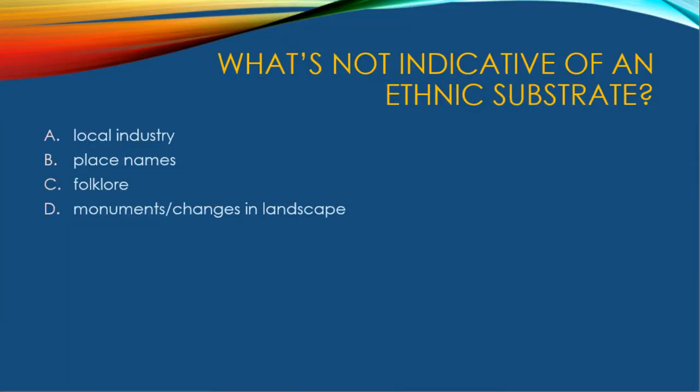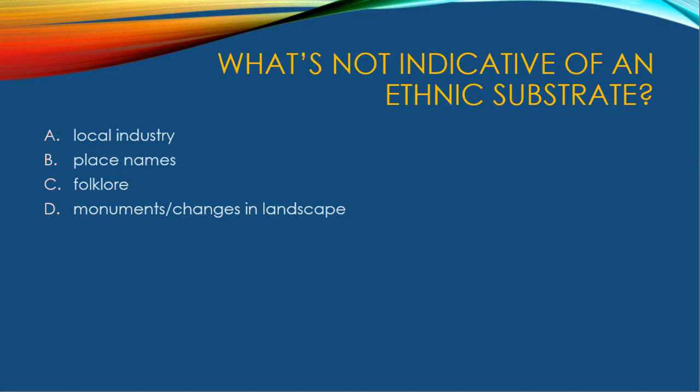Okay, so what would not be indicative of an ethnic substrate? Local industry, place names, folklore, or monuments and changes in landscape. Well, as we already know, local industry, in my Norway example, is going to really tell you about the history, right? It's an ethnic substrate. Place names, think about Texas. We have all kinds of Native American and Spanish names for things, and those reflect our heritage, right? Other ethnic groups that have been dominant in the area at any given time. Folklore, and we'll talk more about myth and folklore later on, is also a huge indicator of an ethnic substrate.